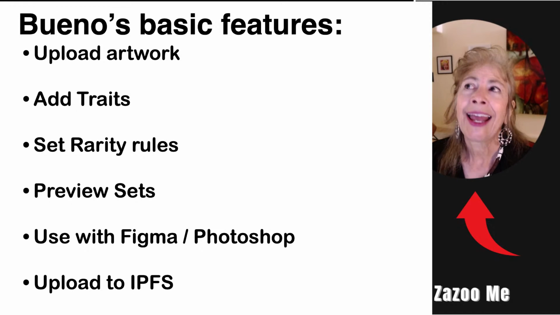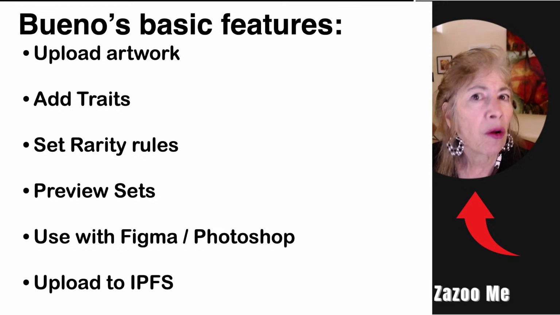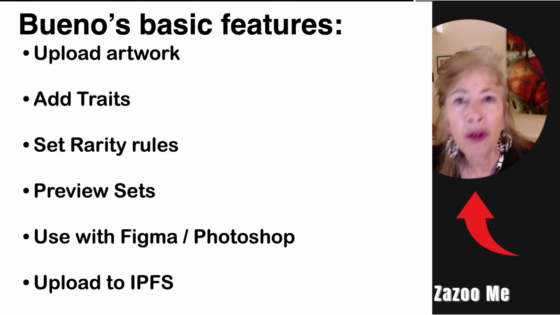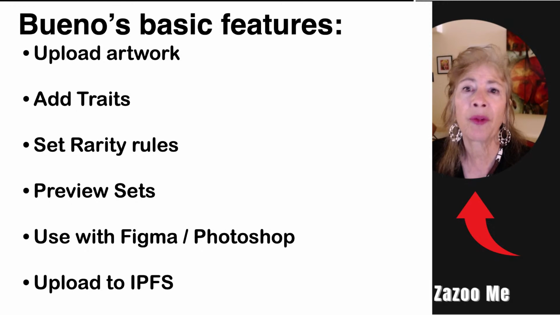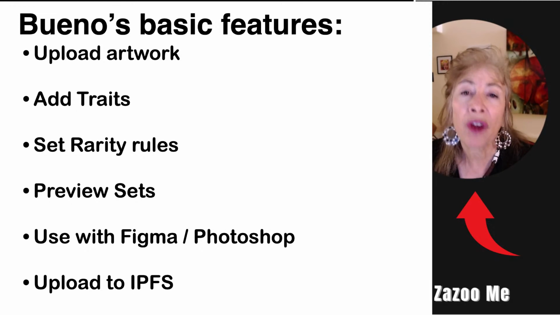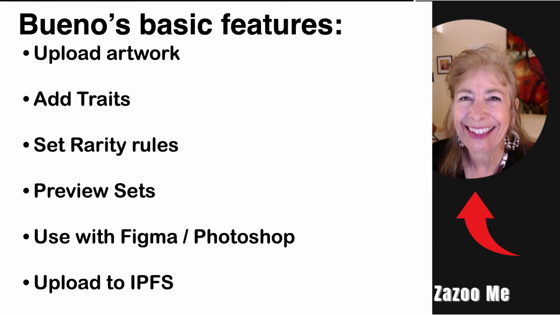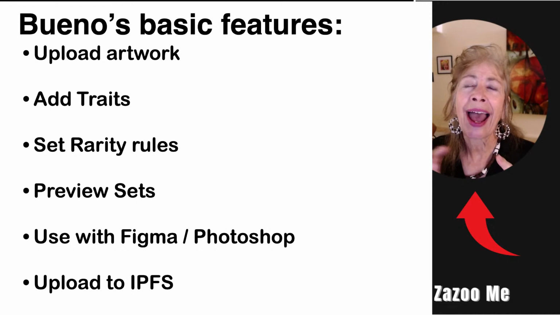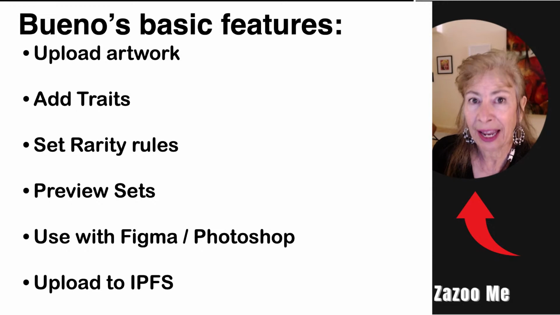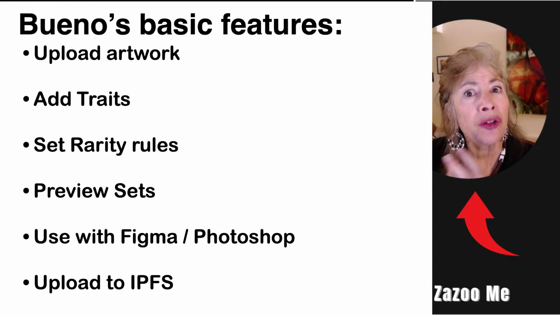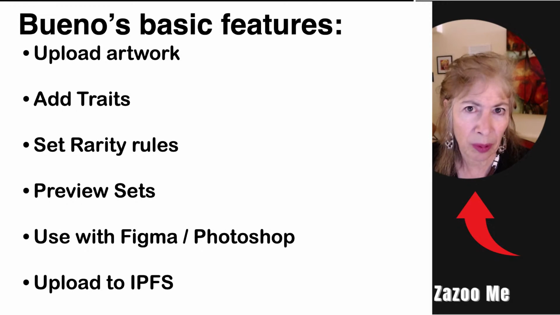So first of all, simple to upload your artwork, whether it is from Photoshop or whether it's from Procreate or whether it's from Illustrator, whatever it is, very simple to upload. Number 2, add traits. Traits are so important, correct? So you have previously set it out so that you have all of your traits, your properties, in specific layers. Now you can use those specific layers for the traits in Bueno super simply.